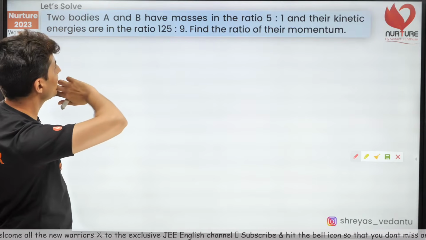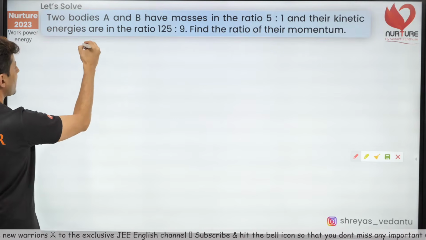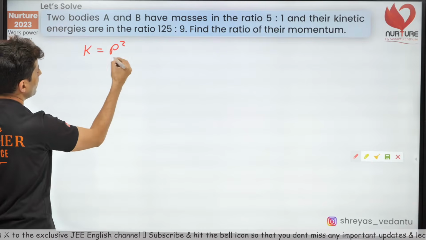Okay, so these two bodies have some masses. What's the ratio of the momentum? Acha, kinetic energy is momentum square by 2m.